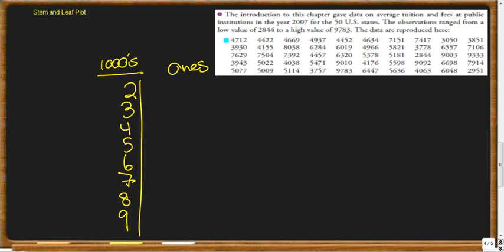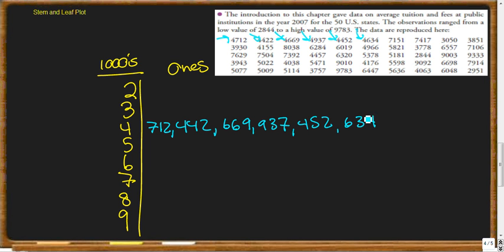So our first number is 4,712. So we're going to go to 4,000, and we're going to write 712. And it's important to put a comma just so you know that the next one's going to be a different observation. And then we move on, we got 4,442, so we got 442. And we got 669. And 937. And 452. And 634. And yes, we're on a roll there.